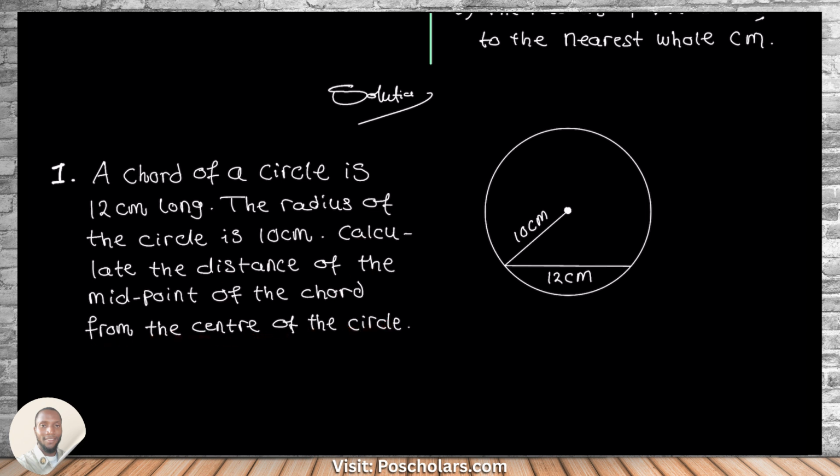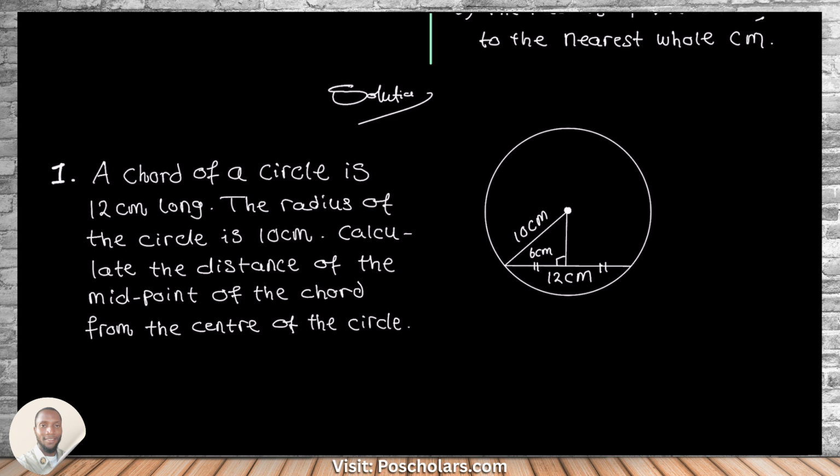The question now says calculate the distance of the midpoint of the chord from the center of the circle. So from here, from this point to the midpoint of the chord, and from chord bisector theorem, the angle here will be what? 90 degrees, and this side will be equal to what? This side. Remember, from here, from this point to this point, the whole of the chord is what? 12 cm. Therefore, from here to here alone will be what? The half of 12, which is what? 6 cm.